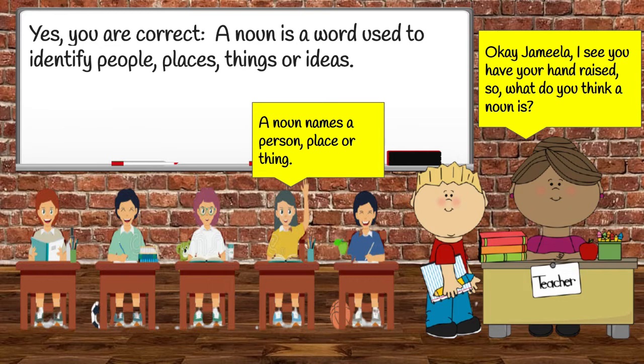Okay, Jamila, I see you have your hand raised. So, what do you think a noun is? A noun names a person, place, or thing. Yes, you are correct. A noun is a word used to identify people, places, things, or ideas.